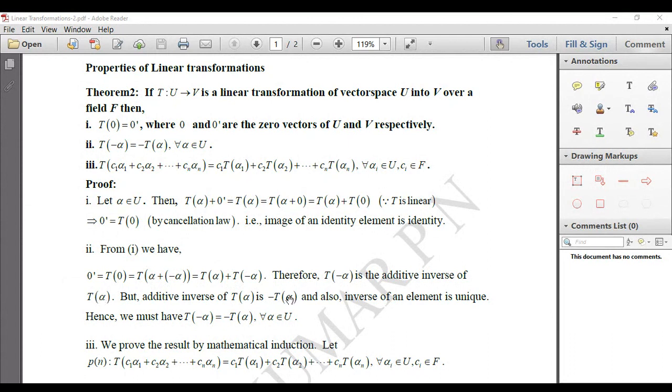So therefore, this T of alpha can have only one additive inverse. That is possible only if these two are equal. That means T of minus alpha will be equal to minus T of alpha. That is what we have to prove. We have proved that one. And this is true for all alpha belonging to U, because I've chosen alpha as any element in U. You can give all the values of U to alpha, one at a time.